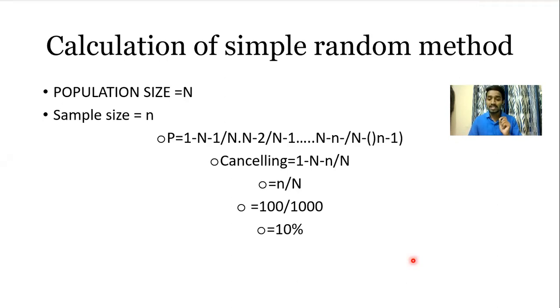So our sample size is n and our total population is 1000. So 100 divided by 1000 will give us 10%. So we have to choose 10% of 1000, that's 100. So our sample size is 100. That's how we are going to calculate the sample size in the simple random method.